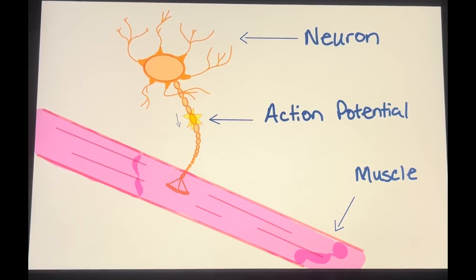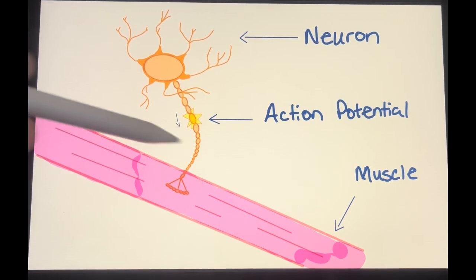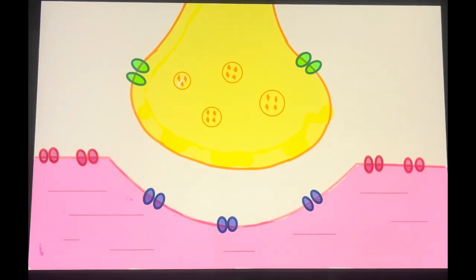Going to talk about the process of skeletal muscle contraction. Contraction starts with the action potential that's sent from the brain or the spinal cord and arrives at the axon terminal of the neuromuscular junction. When it arrives at the neuromuscular junction, it causes calcium channels to open, flooding the axon terminal with calcium.